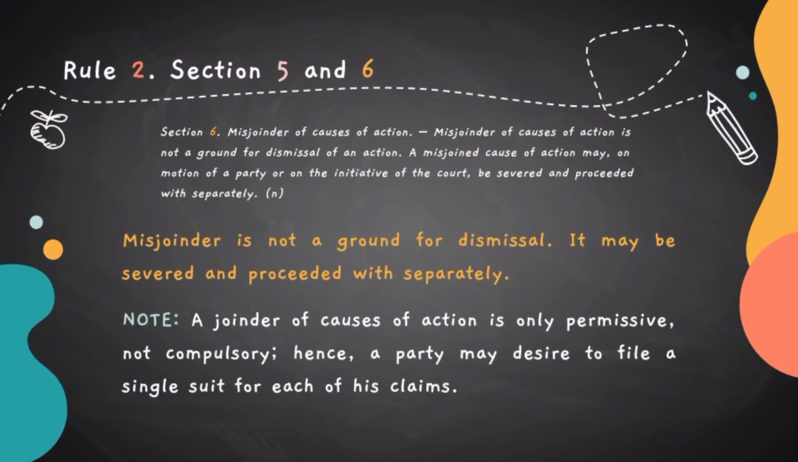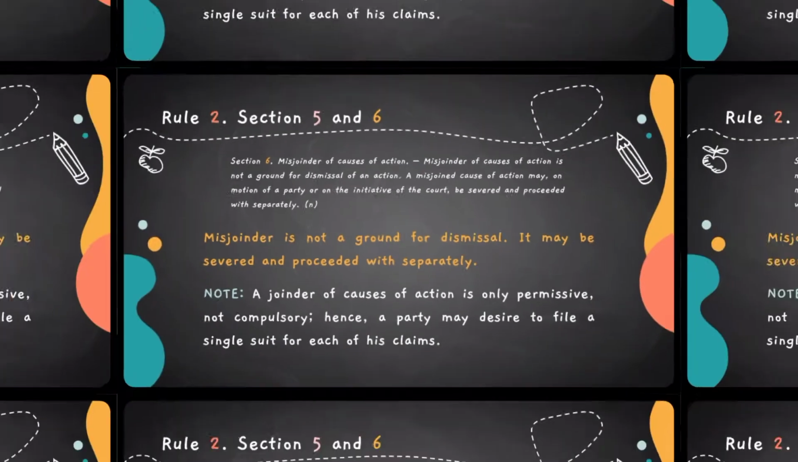Section 6. Misjoinder of causes of action is not a ground for dismissal of an action. A misjoined cause of action may, on motion of a party or on the initiative of the court, be severed and proceeded with separately. Misjoinder is not a ground for dismissal. It may be severed and proceeded with separately. Note: a joinder of causes of action is only permissive, not compulsory. Hence, a party may desire to file a single suit for each of his claims.